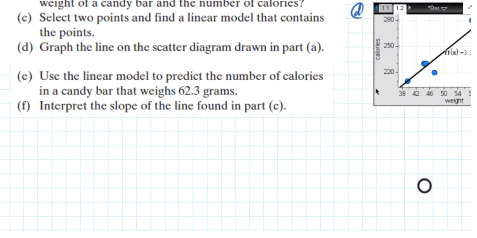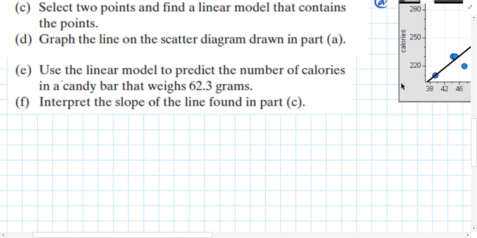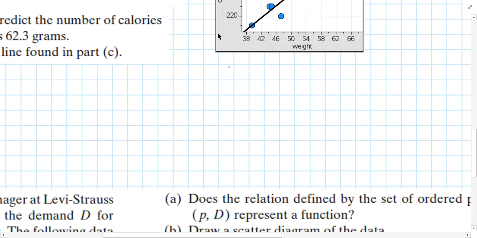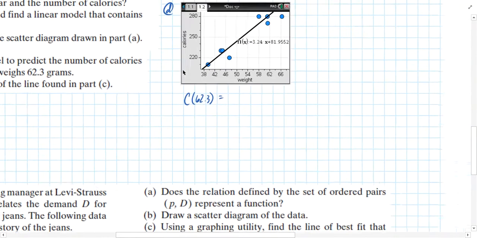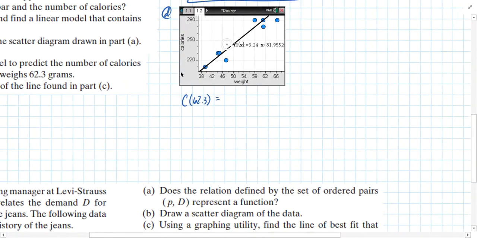Okay. And now we can complete part E: use the linear model to predict the number of calories in a candy bar that weighs 62.3 grams. Well, again, the calories based on the weight, 62.3, if our linear model is a good fit, which it appears, we haven't done any analysis to really verify how close of a fit this is, but visually it looks pretty decent.